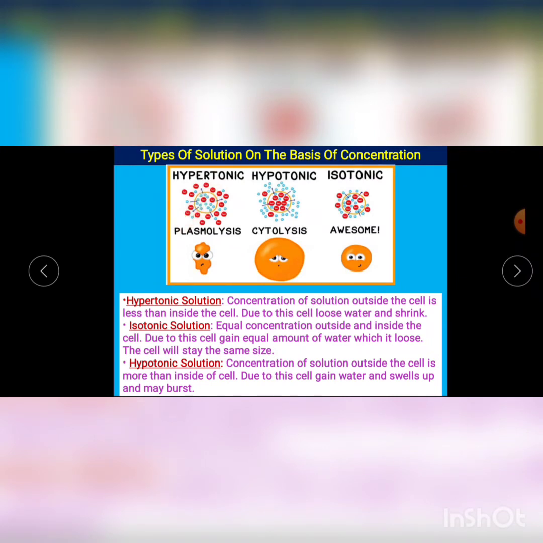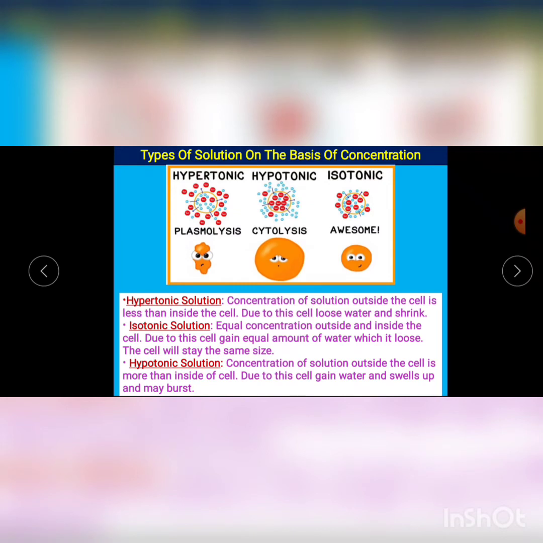So the water will come out from the cell and it will lead to shrinking of the cell, as the cell will lose water. This is also known as plasmolysis. Then in the case of isotonic solution, there is equal concentration outside and inside the cell. That means the water concentration and the solute concentration will be the same outside and inside the cell, and due to this the cell gains an equal amount of water which it loses.